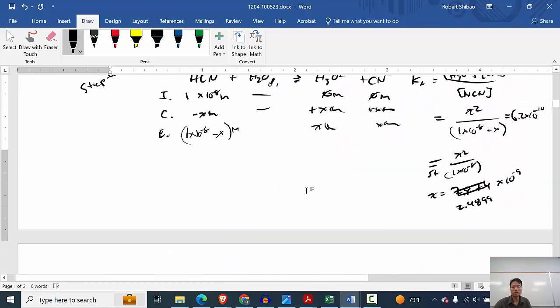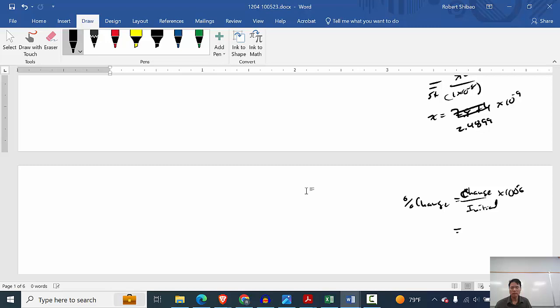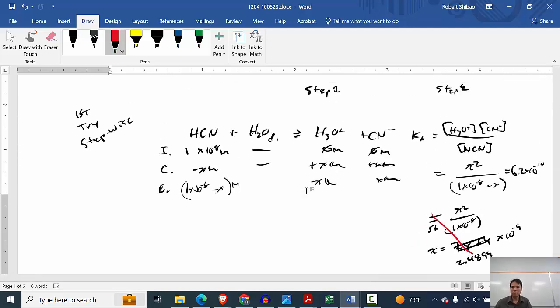So what is the percent change? Which is equal to the change over the initial times 100%. Yeah, that's greater than 5%, so this is not going to work. But it didn't take too much time. And if it did work, that would have been nice. So we're going to have to use the quadratic equation.